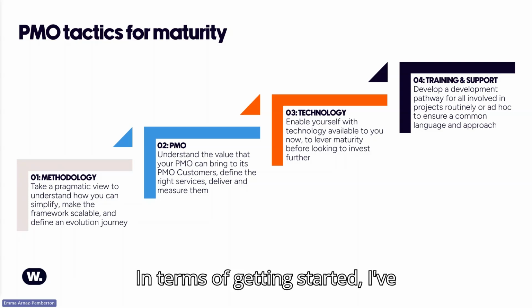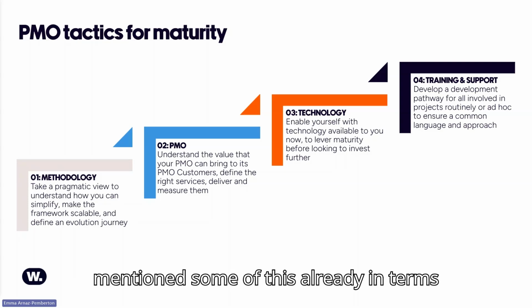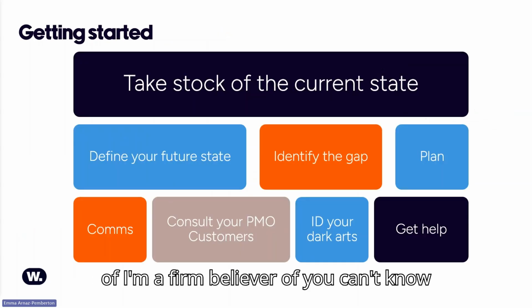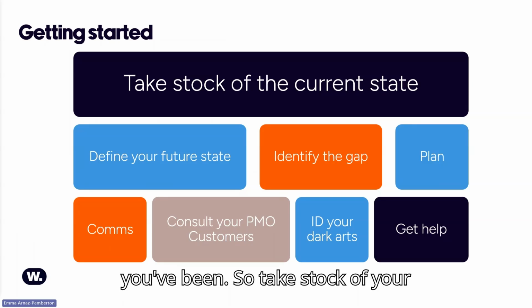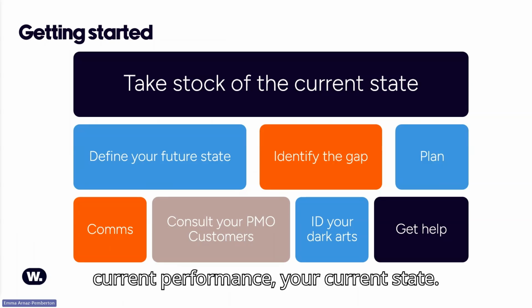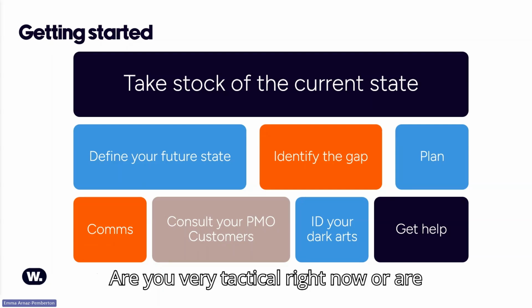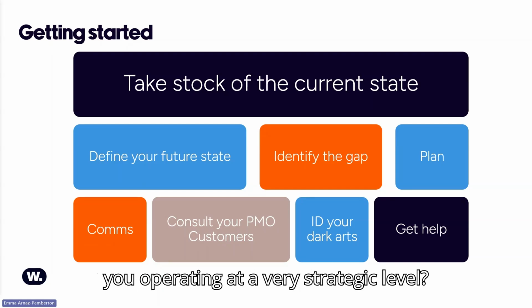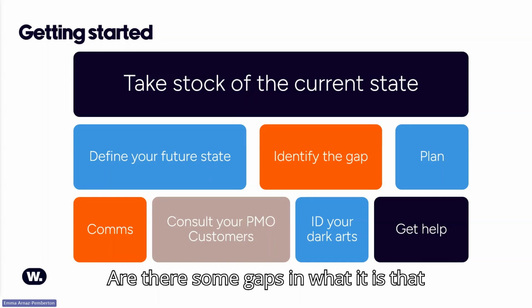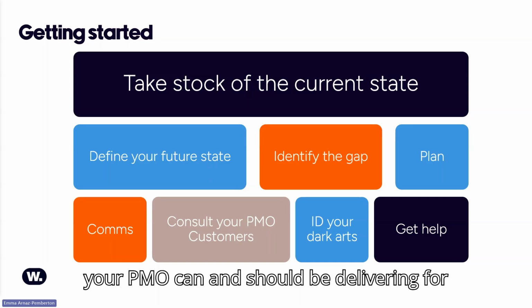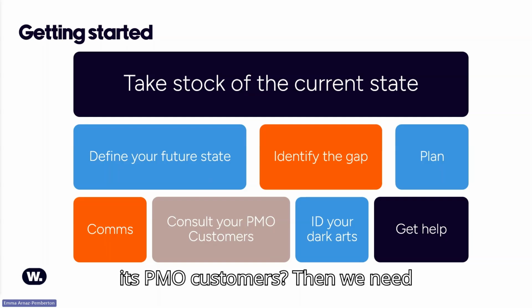In terms of getting started, I've mentioned some of this already. I'm a firm believer that you can't know where you're going until you know where you've been. So take stock of your current performance, your current state. Are you very tactical right now, or are you operating at a very strategic level? Are there some gaps in what your PMO can and should be delivering for its PMO customers?